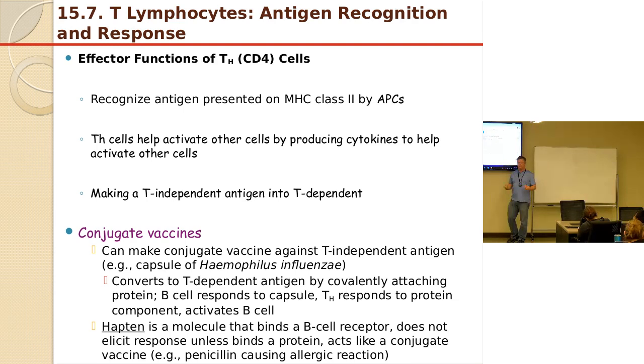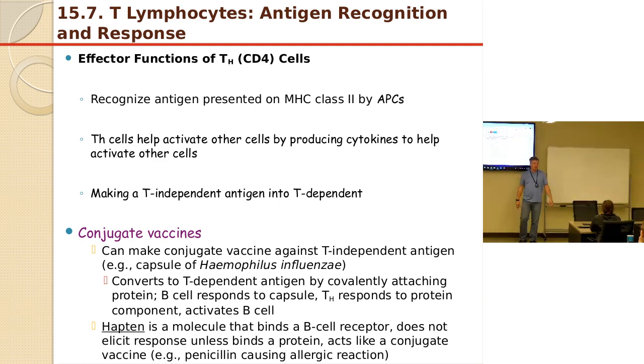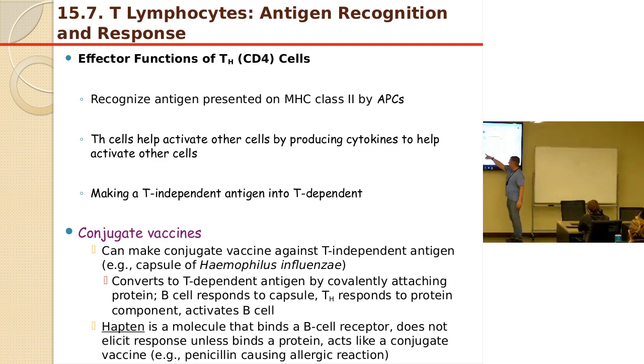So in this case, Haemophilus influenzae. It's a bacteria. We'll get into it when we get to the respiratory disease chapter. Haemophilus used to be thought to be the cause of influenza, which is where its name comes from. But in reality, it's a bacteria that causes pneumonia. So it's kind of an old name, but it means something different. It has a capsule, and the capsule is part of those T-independent antigens. You convert it to a T-dependent antigen by covalently attaching a protein. The B cell responds to the capsule, and the T cell protein activates the B cell.